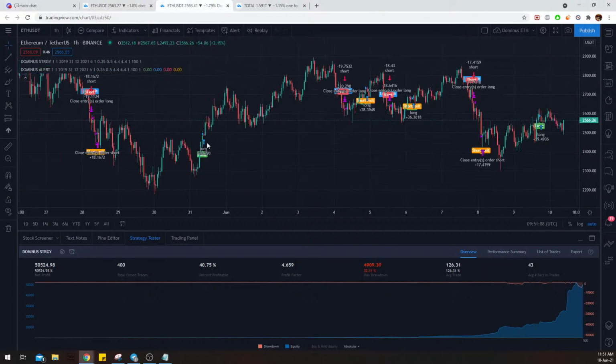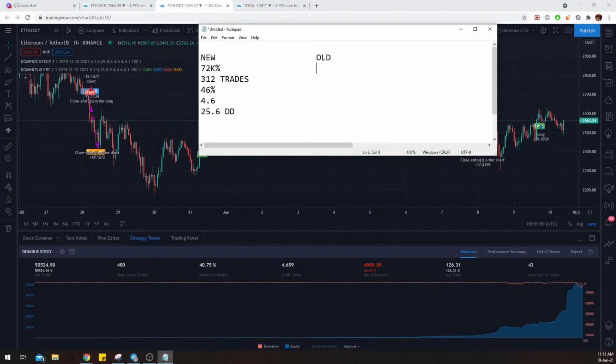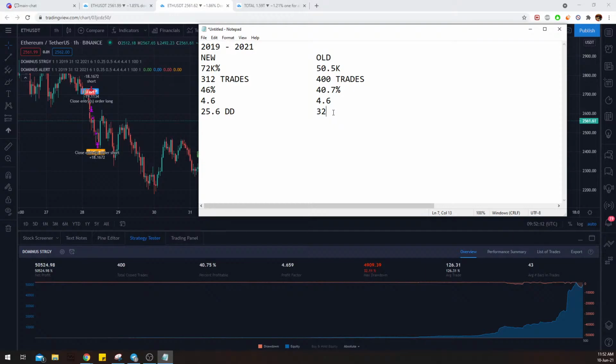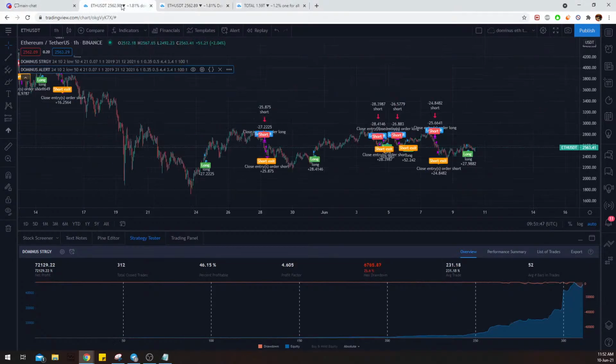The old one has 50.5k, 400 trades, 40.75 win rate, 4.6 profit, and a DD of 32. So this is 2019 to 2021. And now I'm going to do the same for 2020 to 2021. I'm going to show you the differences, and after that I will explain the factors that I changed and everything.